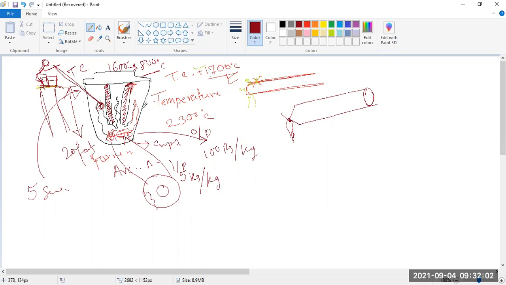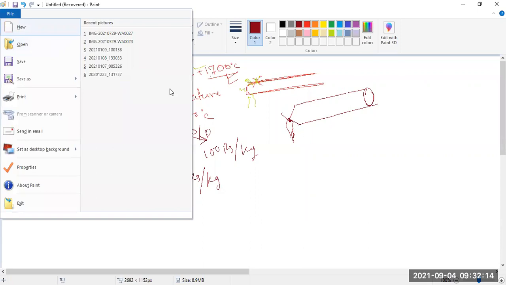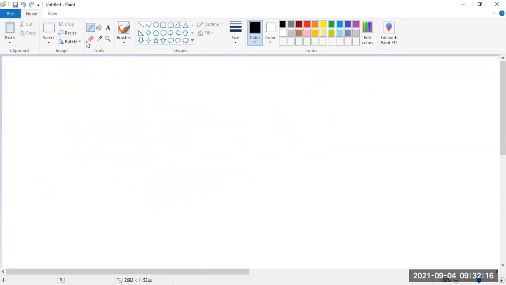Optical pyrometer is a non-contact temperature detector, and it can detect the temperature. Now we are going to the next topic. Yes. So our topic is pyrometer.